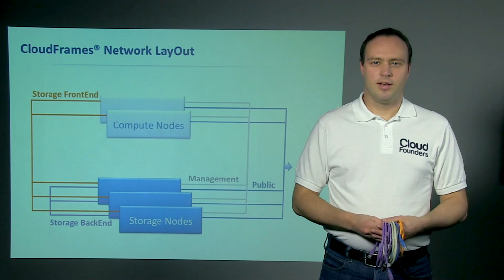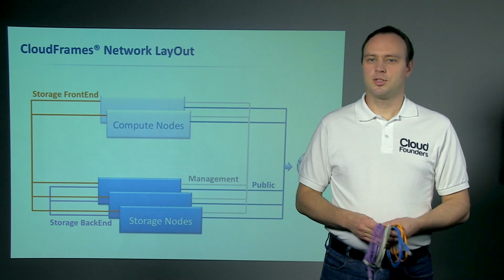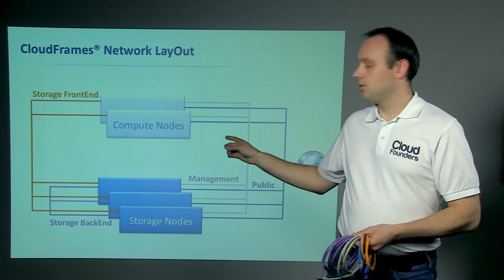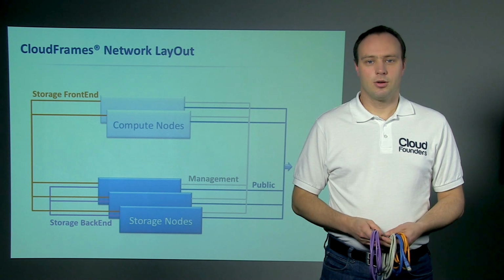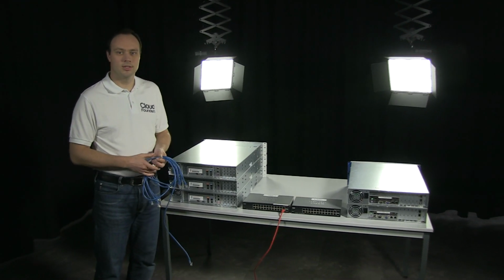And finally, we have a bit of a lonely network. The storage backend combines only the storage nodes and is used to spread all the data across all the storage nodes. Purple is the color of this network. It is essential to cable the network correctly, otherwise the software will not work properly. So let me show you how to do this.